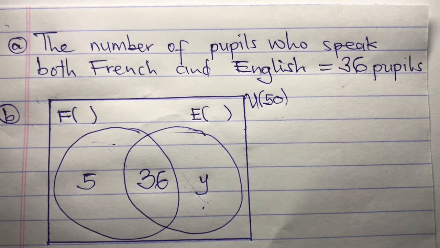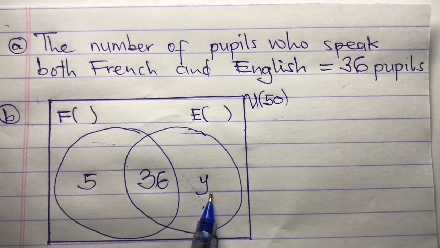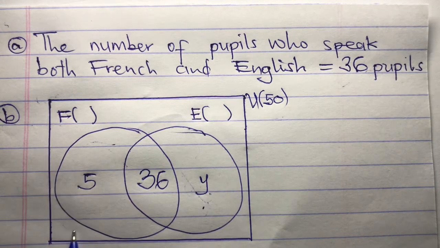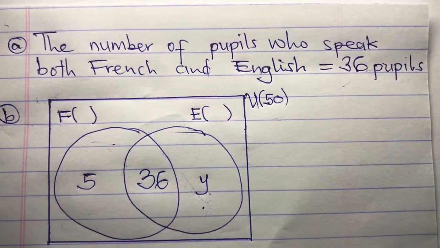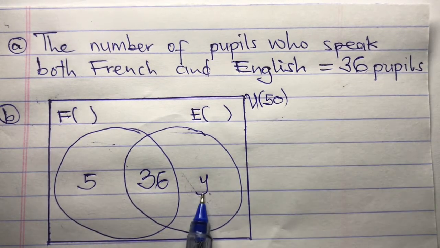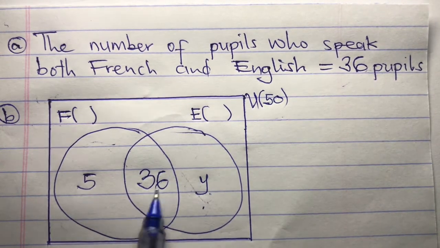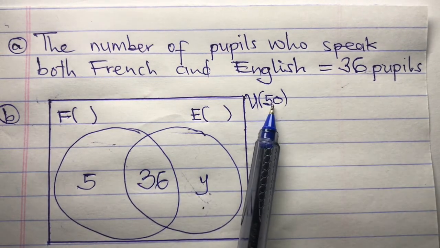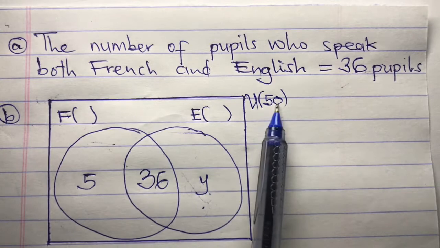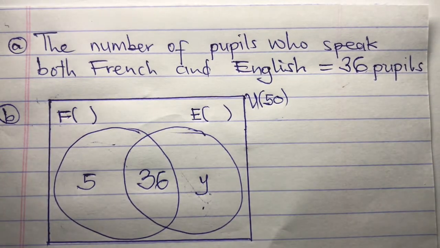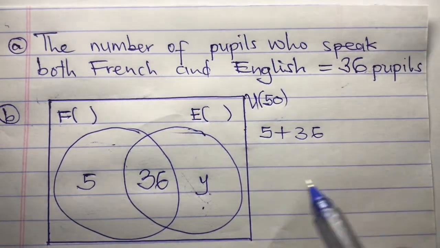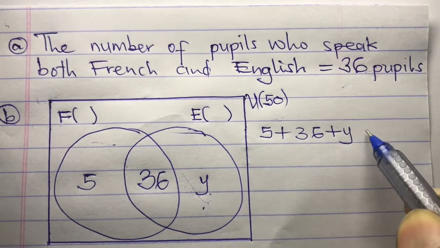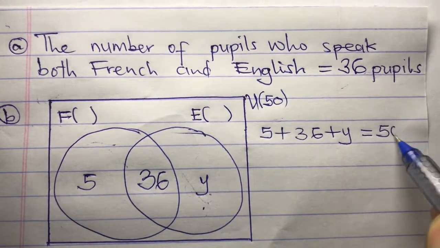Good. Now, to find Y, there is no complement in the question. So this region, there is nothing there. All right. So to find Y, that is the number of people who speak English only, we will need to add these 3 regions and then equate it to the universal set. So we add this, this, and that, and equate it to the universal set. All right. So we are solving the B. So it will be the sum of 5, 36, Y, and then equating it to the universal set, which is 50.